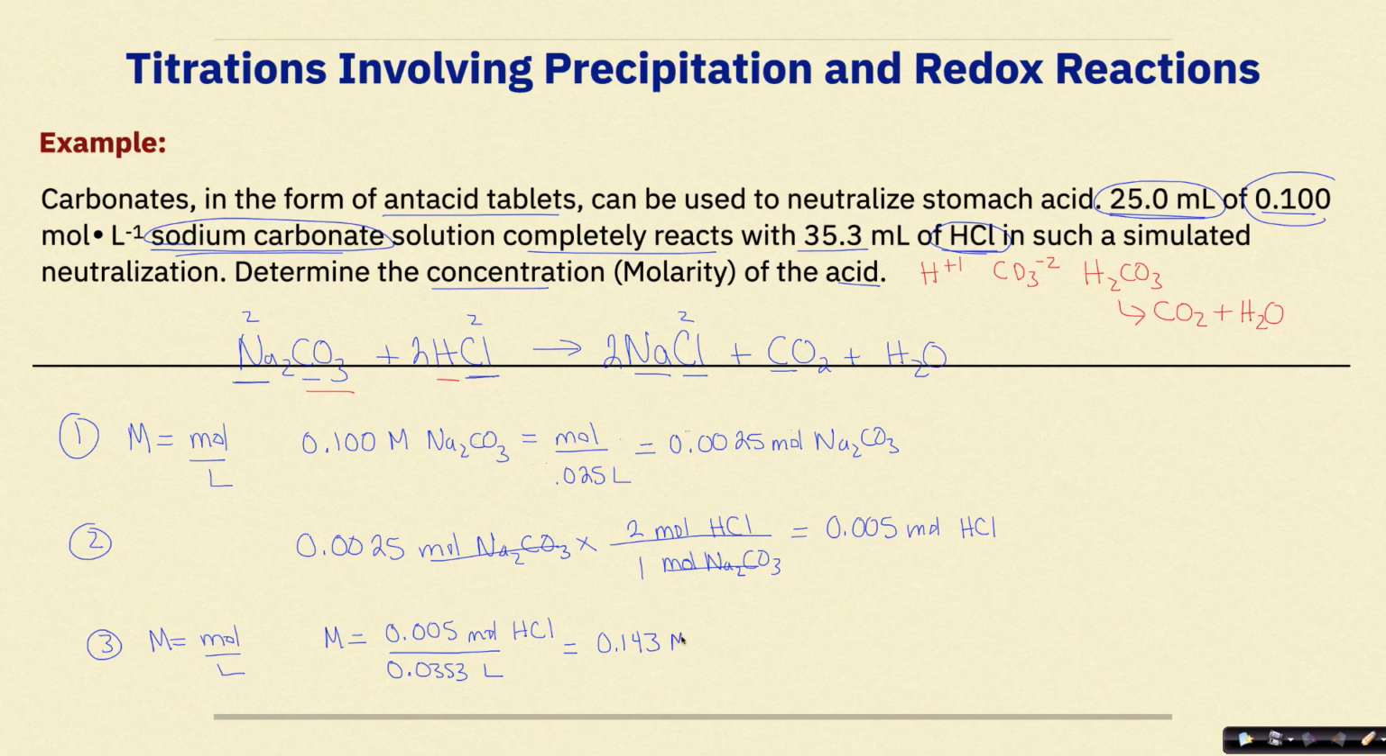0.143 molar HCl. And if you stick to this pattern, solve for moles using the molarity formula, use a balanced equation to go mole to mole, and then use the molarity formula again to find the variable that you want, you really can't go wrong unless you screw up the math, and that's a separate topic.